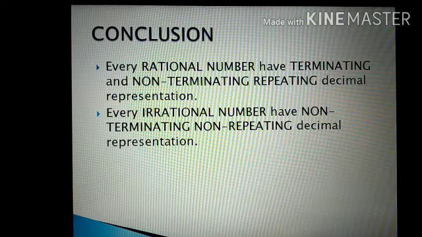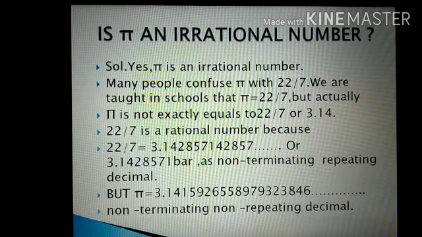Now children, in the previous class I told you about pi. Pi is an irrational number. Now today we are going to discuss how. So children, let us start. Is pi an irrational number? So the answer is yes. Pi is an irrational number.